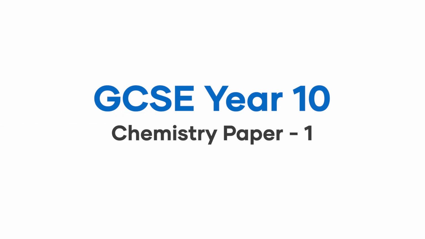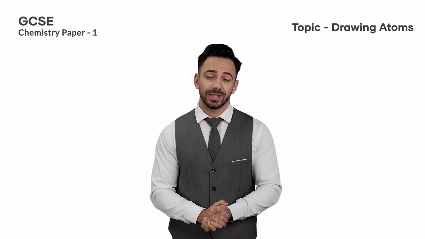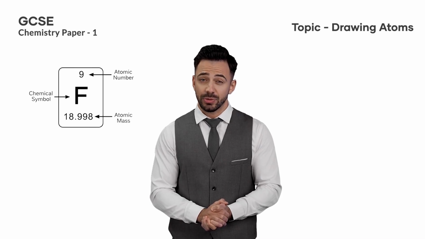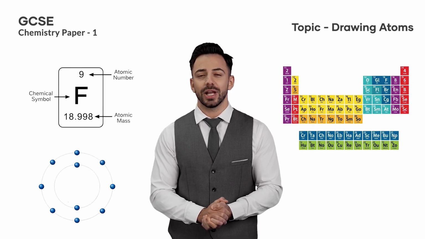GCSE, Year 10. Chemistry Paper 1. Hello everyone, and welcome back to GCSE Chemistry. In this lesson, we're learning how to read an element from the periodic table and how electrons are arranged.